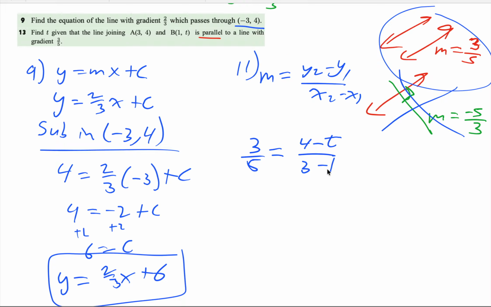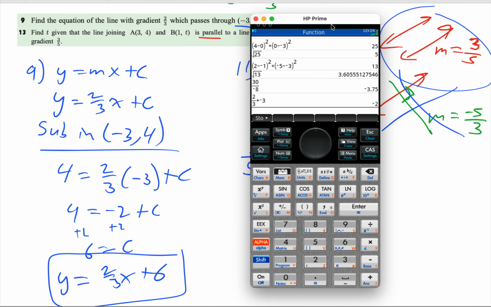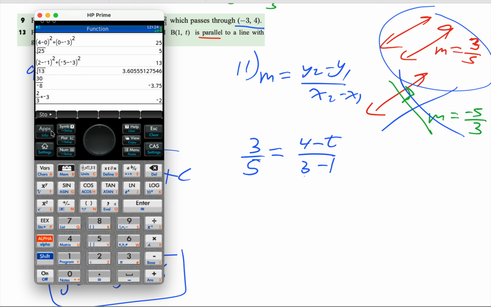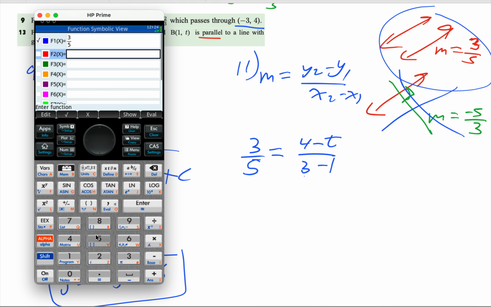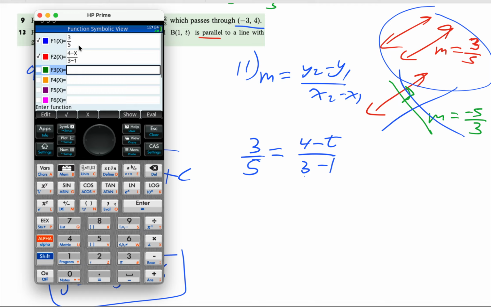Now there's a lot of math that you can do here. You can subtract them, and then you can multiply, and then you can do a lot of algebraic steps. You can also simply solve this by graphing in your function app. It's so useful. So you can graph 3/5, and you can graph this big fraction, so I'm going to click on the fraction button. Then you do 4 minus x over, well, 3 minus 1 is 2, but let me just put it in. There you go, there's your two functions.